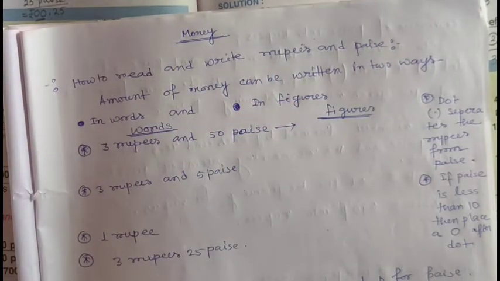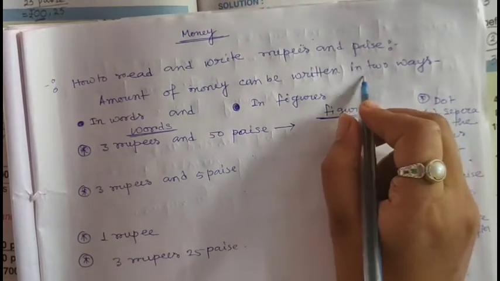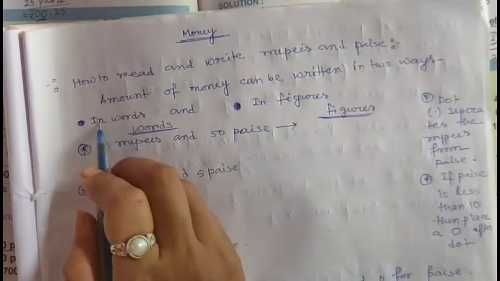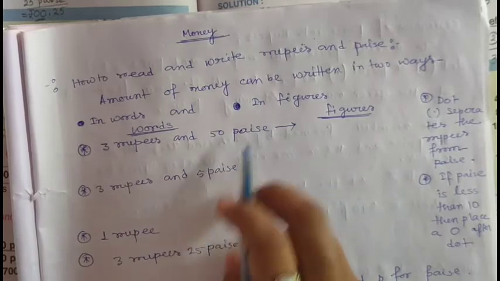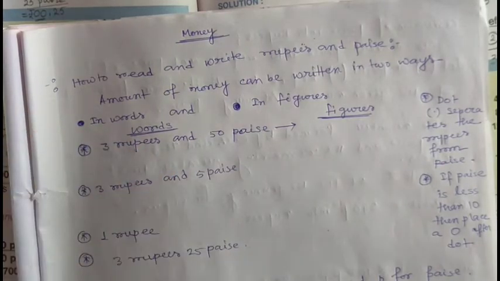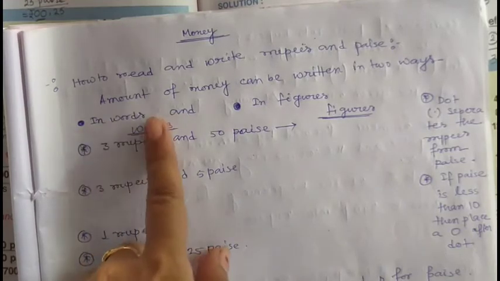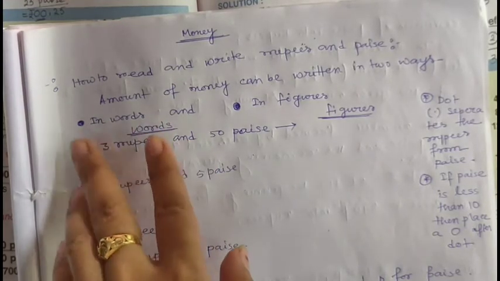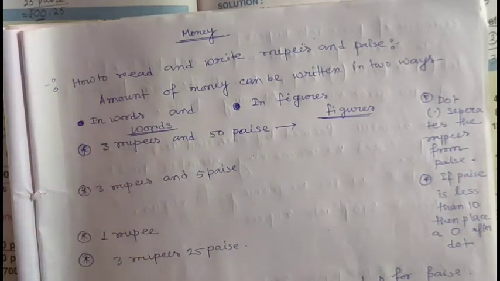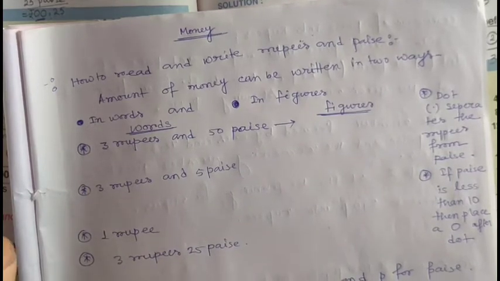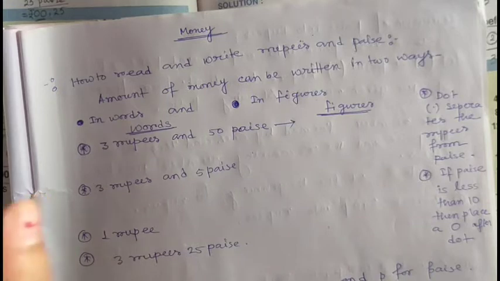So an amount of money can be written in two ways. First is in words and second is in figures. So আমরা মানির অ্যামাউন্টকে দুরকম ভাবে লিখতে পারি. First way is in words, and we can write the amount of money in words and in figures. So today I will teach you how you can write the amount of money in words and in figures.